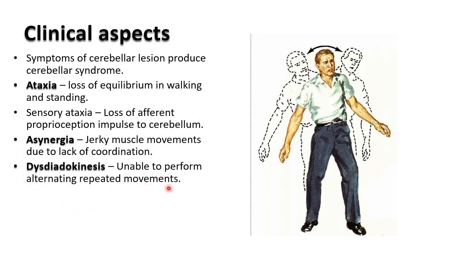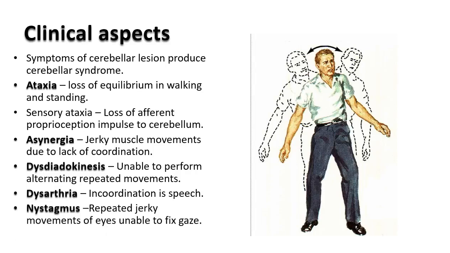Like when you use a screwdriver, alternating pronation and supination, you will not be able to perform that. You will have a condition called dysdiadochokinesia, and dysarthria, inarticulation of speech, because the muscles moving the tongue, to what extent they have to move in the formation of words, all that is lost. Then nystagmus, oscillatory movement of the eyes. The eyes keep oscillating with jerky movements, and you won't be able to fix your gaze on a particular point or follow any object in its direction of movement. That forms the nystagmus.